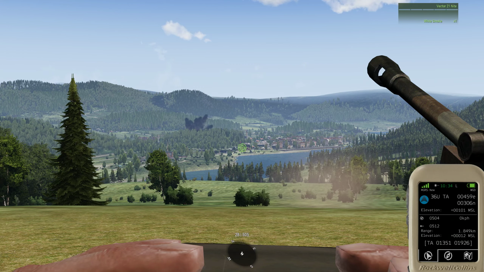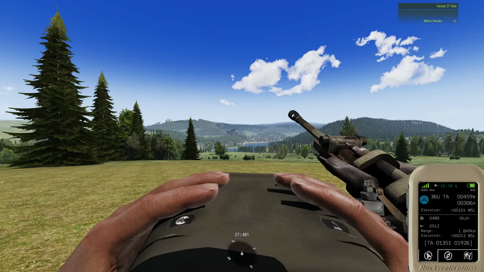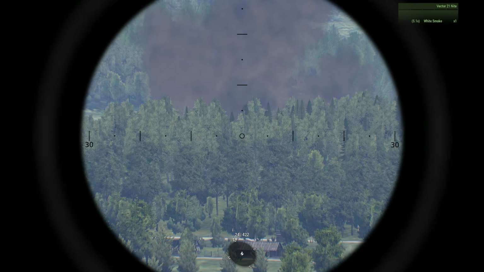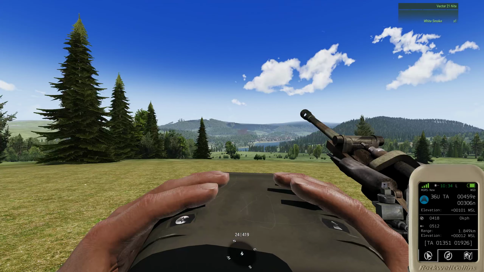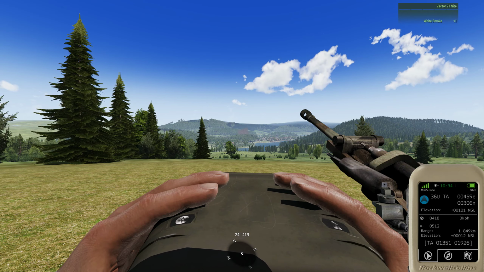And bam, there it is. It's gone west of the target. Congratulations. So that's how you can do adjustments that way.